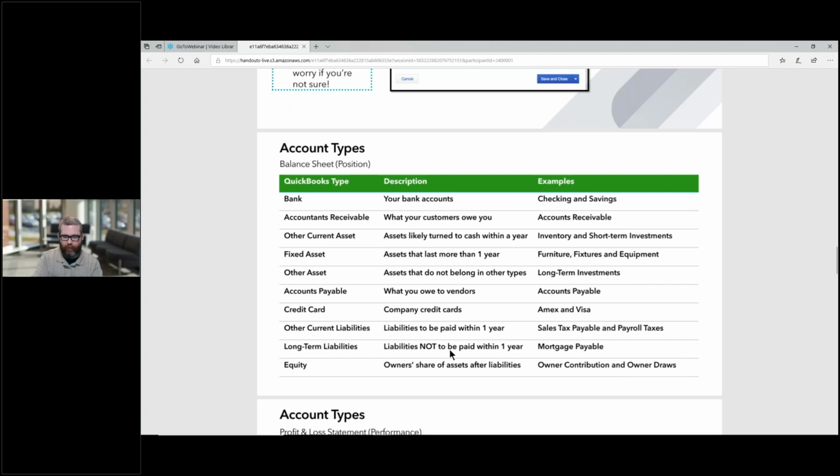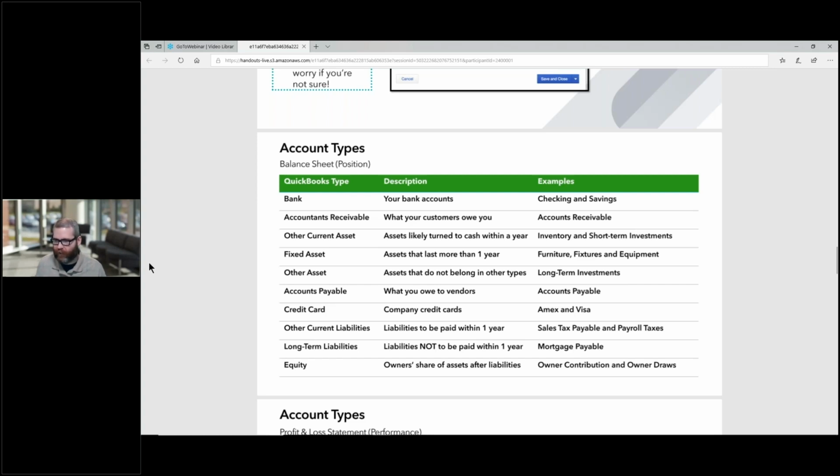So right here we see long-term liabilities. If you're setting up a mortgage, right there it tells you that's mortgage payable. So it gives you good examples, good descriptions. Refer to this if you ever get stuck. And I want to give you one more thing, so we're feeling generous. I want to give you one more thing, and that's this right over here.